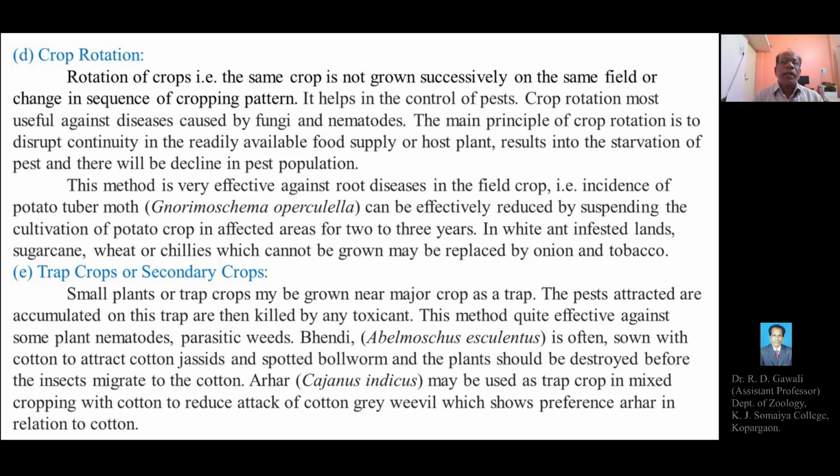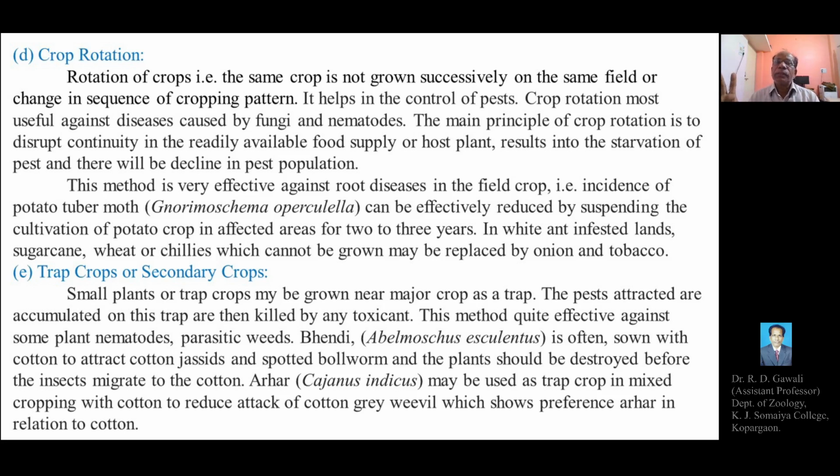And this is just a practice where we can change the sequence of cropping pattern, called crop rotation. It helps in the control of pest. How does it help in the control of pest? Crop rotation is most useful against diseases caused by fungi and nematodes.